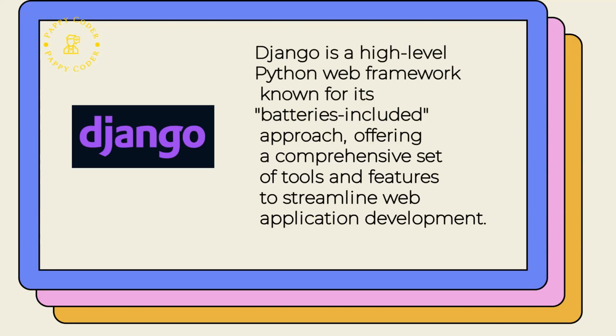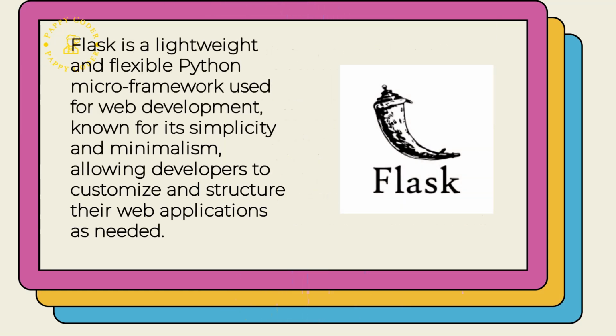Django is a high-level Python web framework known for its batteries-included approach, offering a comprehensive set of tools and features to streamline web application development. Flask is a lightweight and flexible Python microframework used for web development, known for its simplicity and minimalism, allowing developers to customize and structure their web applications as needed.